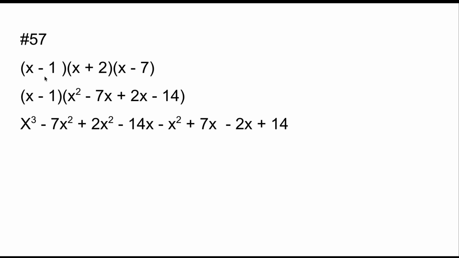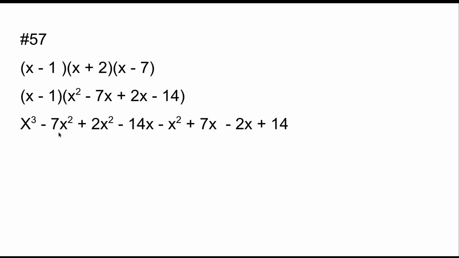Let's repeat with negative 1. Negative 1 times x squared, negative x squared. Negative 1 times negative 7x, positive 7x. Negative 1 times 2x, negative 2x. Negative 1 times negative 14, 14. Let's combine our like terms. X cubed has nothing to combine, so let's look at our x squared.